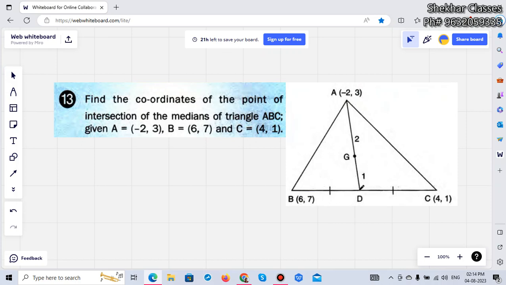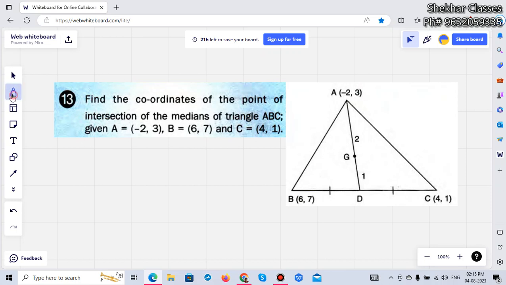Okay, we can say median is a line joining from a vertex of a triangle to the opposite side, and it must be bisecting the opposite side. Or we can say median is a line joining the midpoint of a side of a triangle to its opposite vertex. Simple. If you draw, this is the median AD, which means BD is equal to CD here, and it is a midpoint. D is a midpoint of BC.